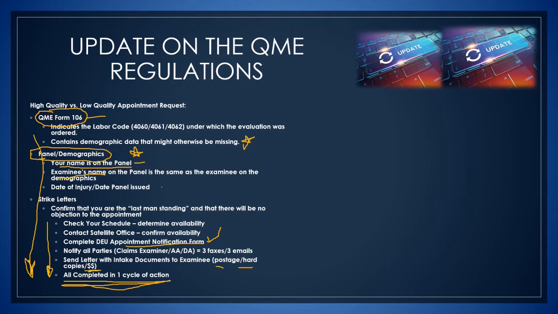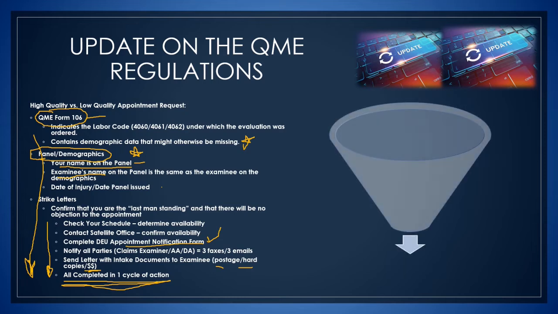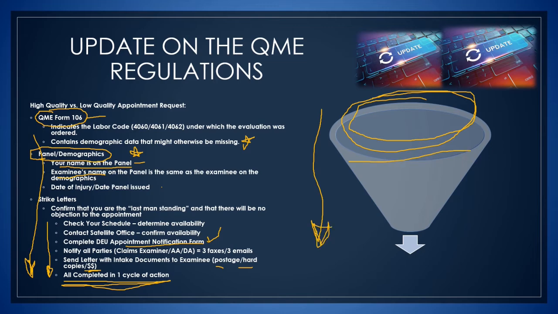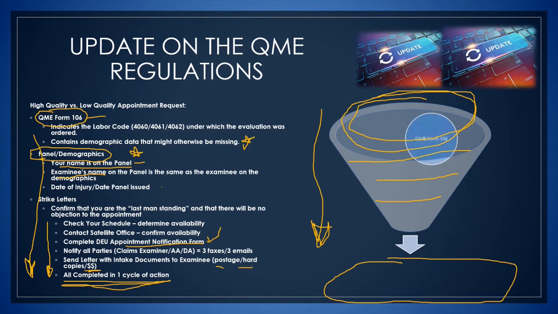Okay? So the flow chart would look something like this. If you imagine, all appointments come in to the top of the funnel here. All requests for appointments come into the top of the funnel here. You take those appointment requests and you send them down through a series of filters in the funnel in the hopes that what drops out of the bottom is a high quality report. And the filters in the funnel include QME Form 106, include a copy of the panel with the strike letters, and include a copy of complete demographics.